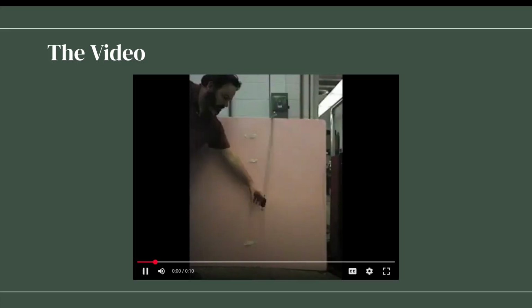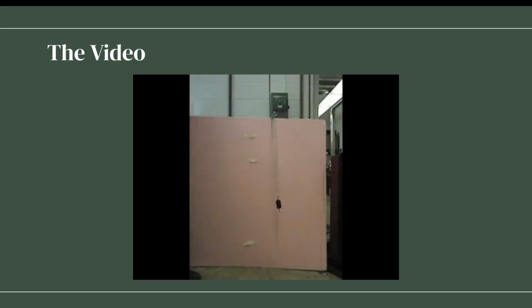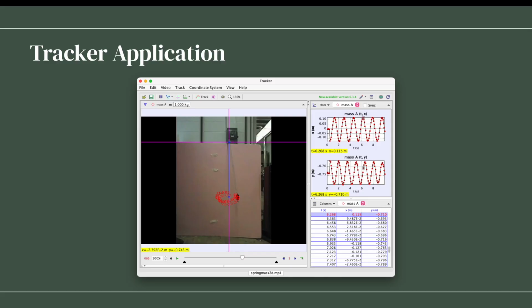This is a video that was given of the mass oscillating. This is a screenshot of the tracker software that was used to create the position versus time graphs. As you can see, the spring was used to calibrate the tracker, and the purple lines are the axes. The red diamonds following the mass's path are the position points. They were recorded frame by frame as the mass oscillated. As you can see on the right, the graph was made in the software and the data points are all below.